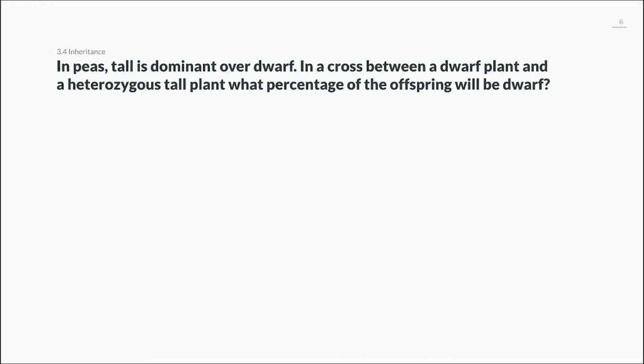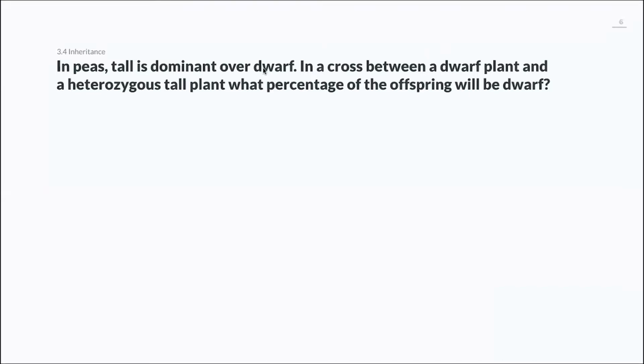All right, biologists, let's take a look at this simple intro to Punnett squares. Now, I have here this question that says, in peas, tall is dominant over dwarf. So they're talking about the height of the plant, right? So the tall plant is dominant over dwarf plant. In a cross between dwarf plant and a heterozygous tall plant, what percentage of the offspring will be dwarf?